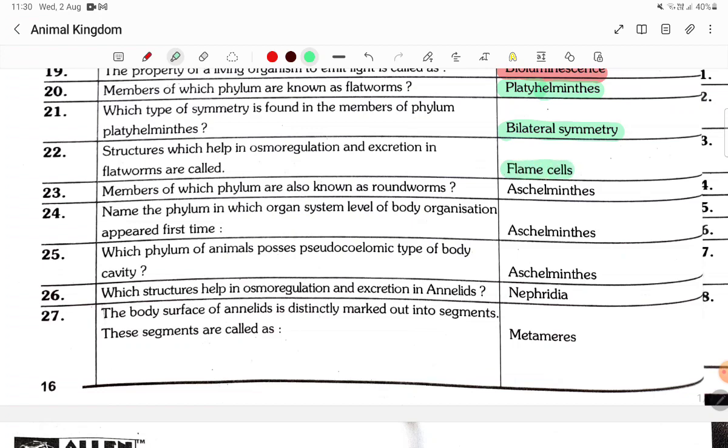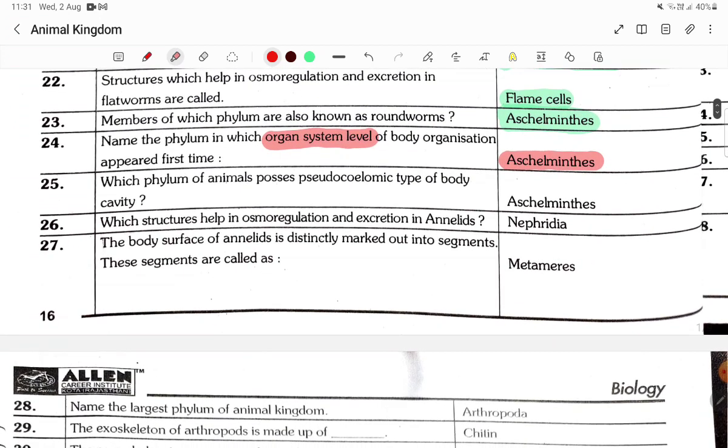Question number 23 is, members of which phylum are known as roundworms? So Aschelminthes members are known as roundworms. Question number 24, name the phylum in which organ system level of organization appeared first. So this is important. Aschelminthes is the phylum where the organ system level of body organization was found.